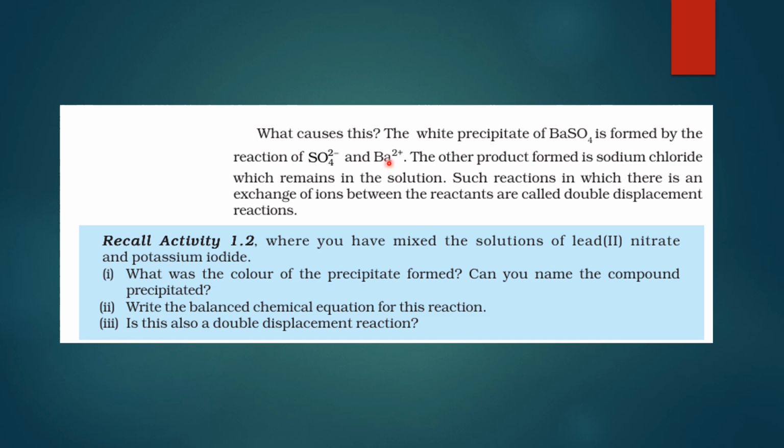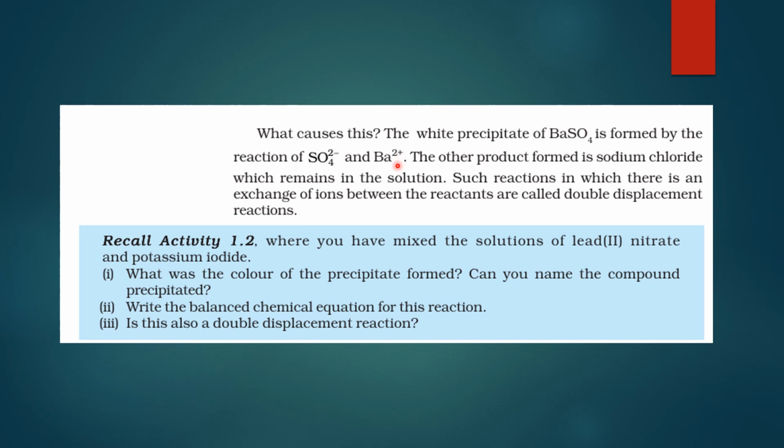Now, why does this happen? Let's try to understand. The white precipitate of BaSO4 is formed by the reaction of SO4 2 minus and Ba2 plus. तो जो white precipitate आपको insoluble उसमें मिला है, that is nothing but BaSO4, barium sulfate. The other product which is formed, sodium chloride, also remains in the solution. Okay. So such reactions in which there is an exchange of ions between the reactants are called double displacement reactions. Ions आपको पता ही है क्या होते हैं. These are ions, Ba2 plus, they have a positive or negative charge on them.